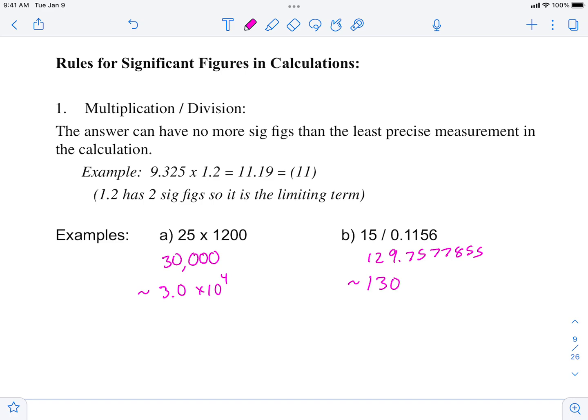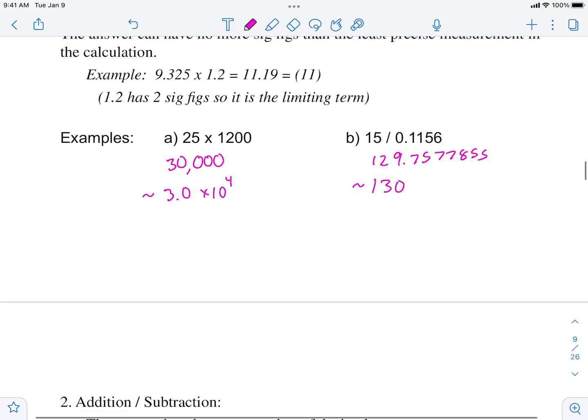Okay, so multiplication or division, it doesn't matter. The rule is the same. Fewest sig figs determines answer sig figs. Got it? Okay. All right.